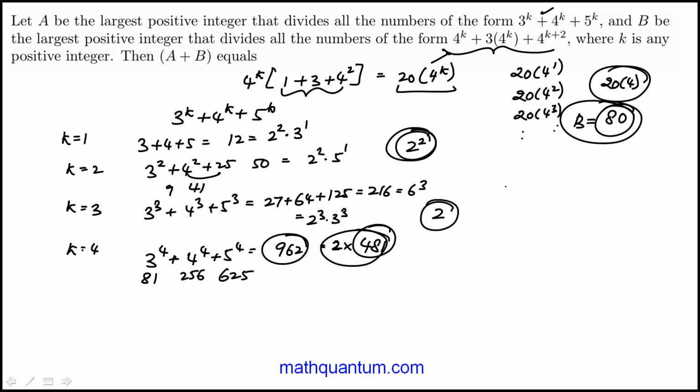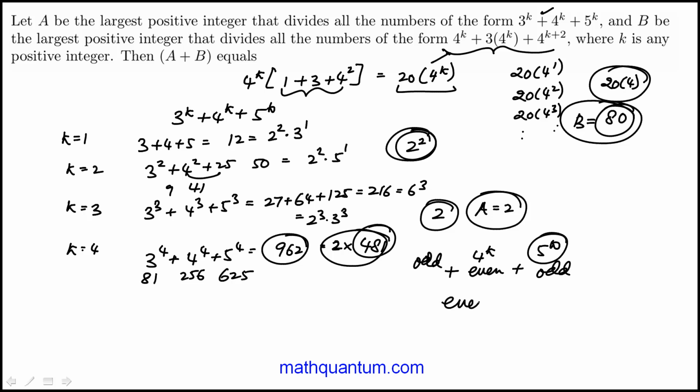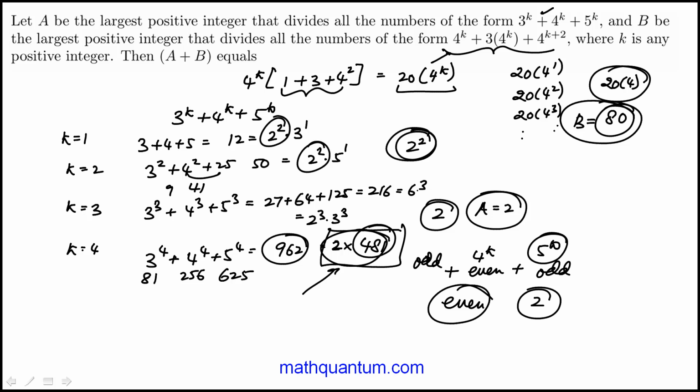And that's the answer. Now, another way you could argue this, meaning a is 2 here, is that if we look at this, 3 to the k is odd, 4 to the k is even, and 5 to the k is odd. So odd plus odd has to be even, which means it has to be a multiple of 2. And that's kind of what we see here. But this example also tells you that the greatest is 2, even though for the first 3, 4 did work.